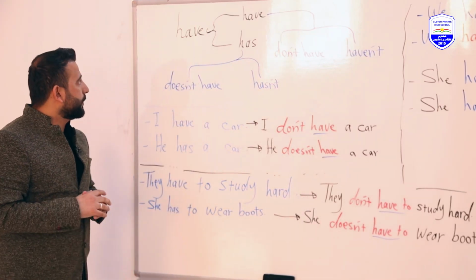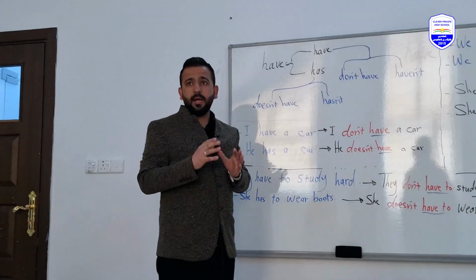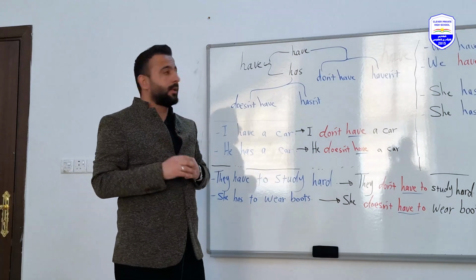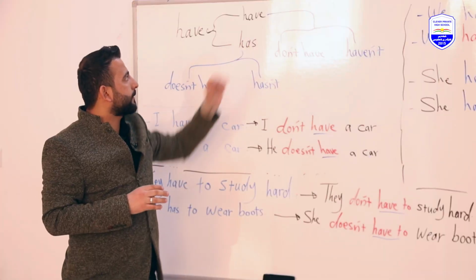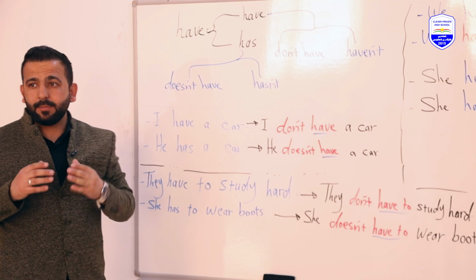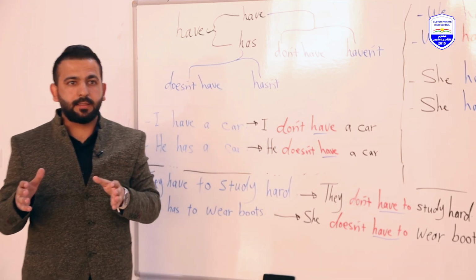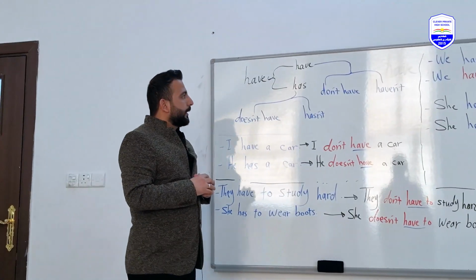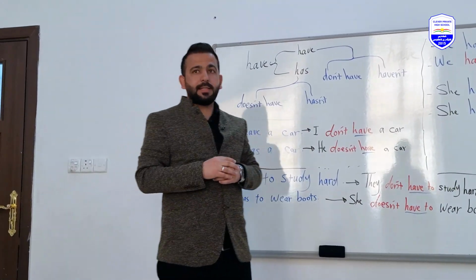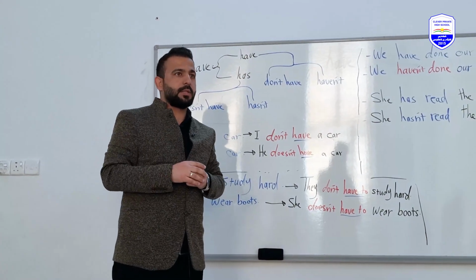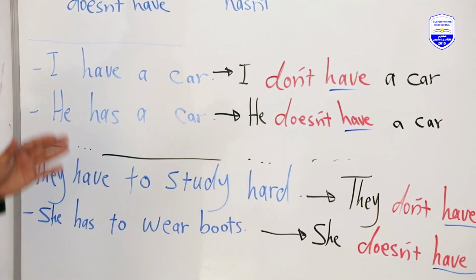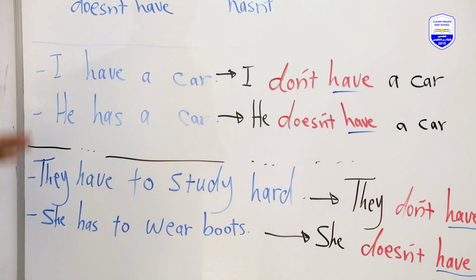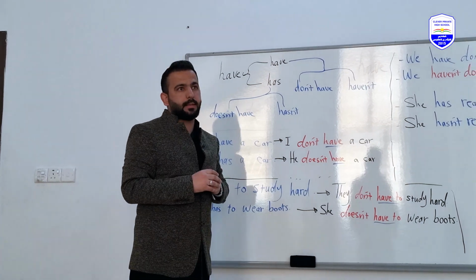Okay, dear students, first of all, we have to know that have can be divided into two basic forms in the present, which are have and has. And have sometimes can be the main verb in the sentence and sometimes the auxiliary verb in the sentence. So in the examples below, we will explain and clarify the different situations in which we have to negate, whether it's don't have or haven't, whether it's doesn't have or hasn't.